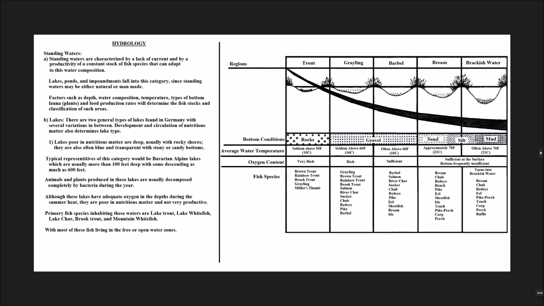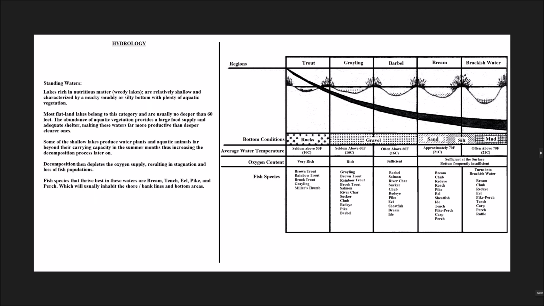Animals and plants produced in these lakes are usually decomposed completely by bacteria during the year. Although these lakes have adequate oxygen in the depths during the summer heat, they are poor in nutritious matter and not very productive. The primary fish species inhabiting these waters are lake trout, lake whitefish, lake char, brook trout, and mountain whitefish, with most of these fish living in the free or open water zones.